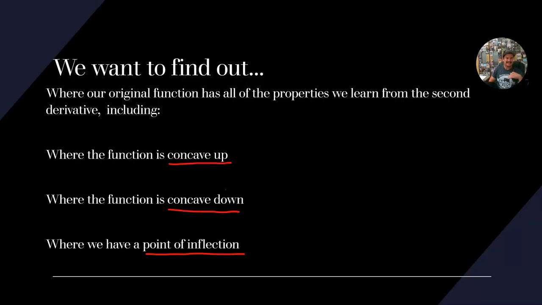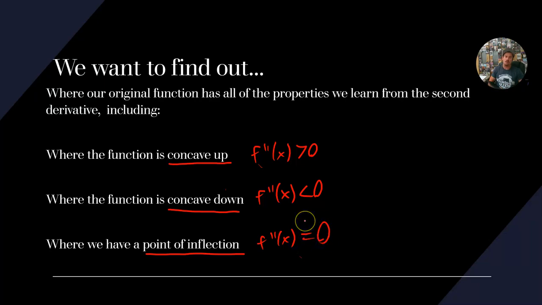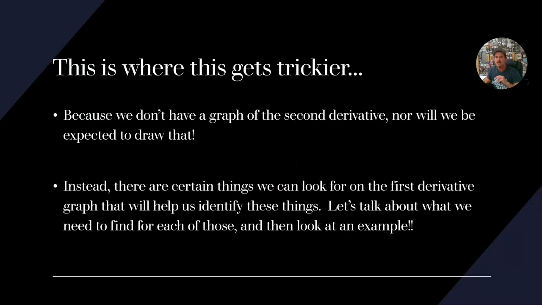In order to do that in the last lesson, we used the second derivative. I had to determine if the second derivative was positive. If that was the case, then my original function was concave up. If I found intervals where the second derivative was negative, those were intervals where the function was concave down, and where f double prime of x was equal to 0, when the concavity changed, if the concavity changed from positive to negative or negative to positive, I had a point of inflection. So this is going to get a little bit trickier because I don't have the graph of the second derivative. Nor will we be expected to draw the graph of the second derivative.